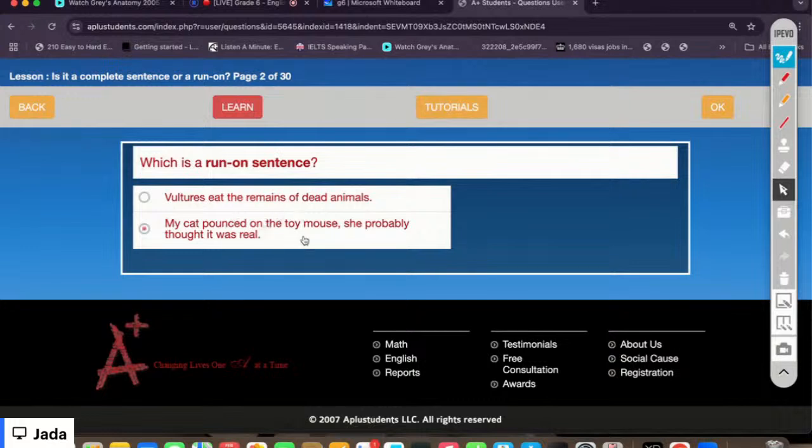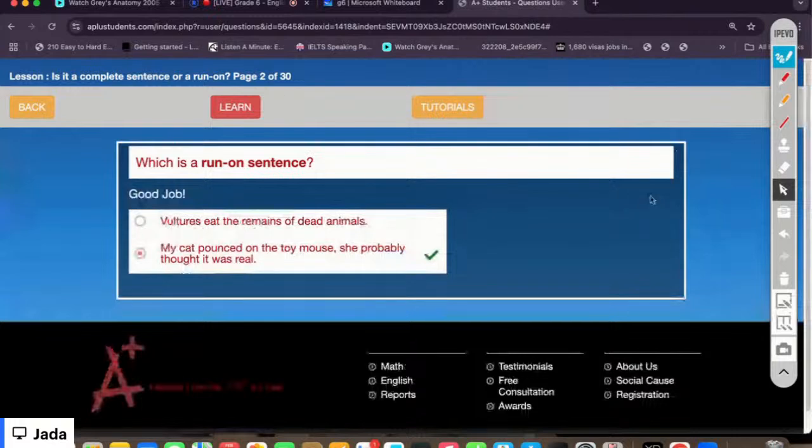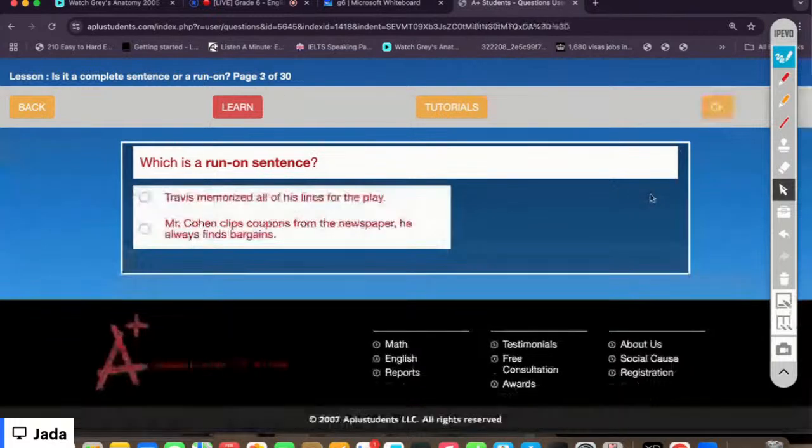All right, so it has to be the second because my cat pounced on the toy mouse is one sentence. She probably thought it was real is another sentence. So yeah. All right, so which is a run-on? Travis memorized all of his lines for the play. Mr. Cohen clips coupons from the newspaper. He always finds bargains. What is the run-on sentence here?